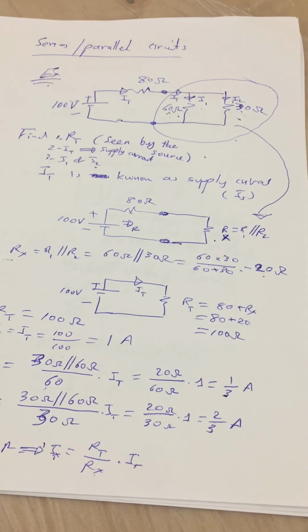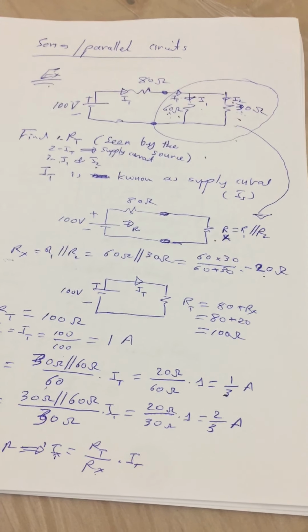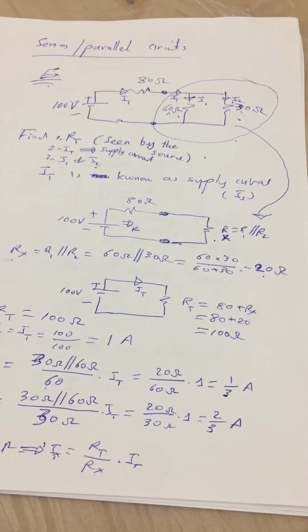So from this lecture, you know that this is the basics. We have three basic laws: Ohm's law, KVL, which is Kirchhoff's voltage law, and KCL, Kirchhoff's current law. And from these three laws, we know how to calculate series resistance, parallel resistance, and a combination of series and parallel resistors.